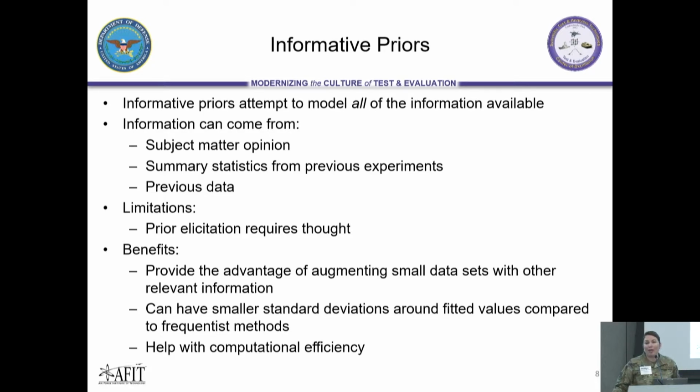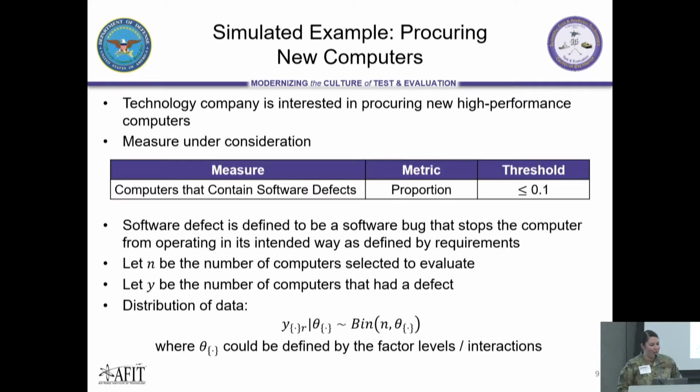prior information. And we as testers are already talking a lot about the system before we go into test. We're talking about what factor levels are important. We're talking about how that's going to affect the response or the outcome that we expect. And we're already getting this information, we're just not quantifying it in our analysis. And so by taking on a Bayesian approach, we're incorporating all of the information that we as a community know about the system into the analysis. They also help with computational efficiency.